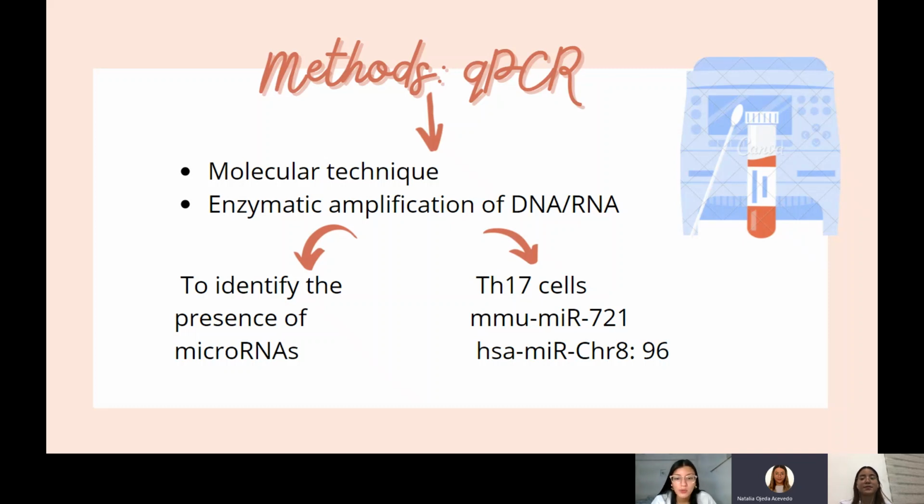In this article, it was used to identify the presence of microRNAs under study that were associated with acute myocarditis. With this test, they detected microRNAs that were synthesized by Th17 cells, and specific microRNAs in the plasma of mice and markers in patients.